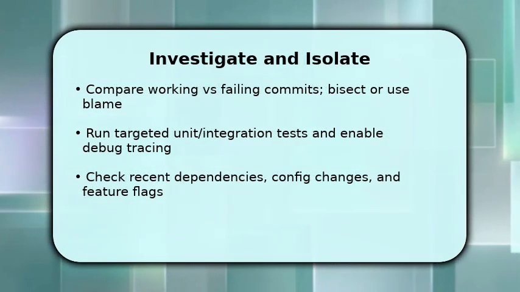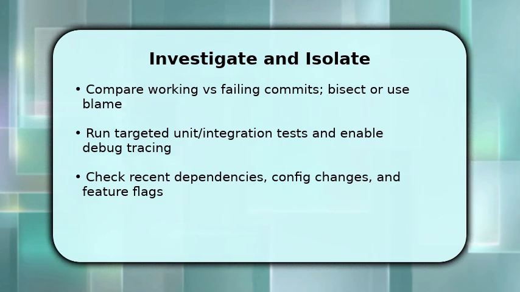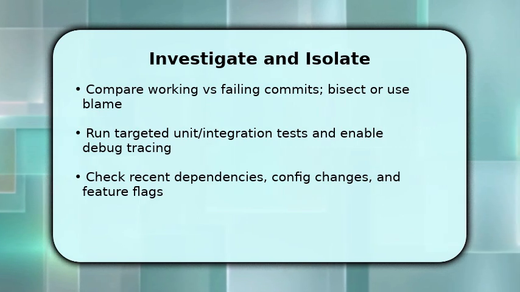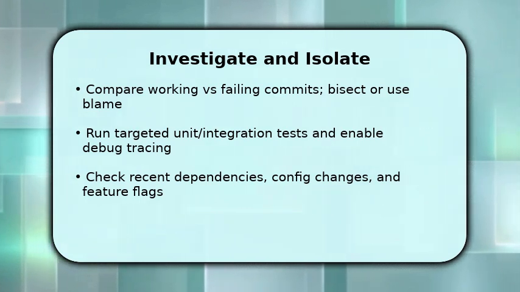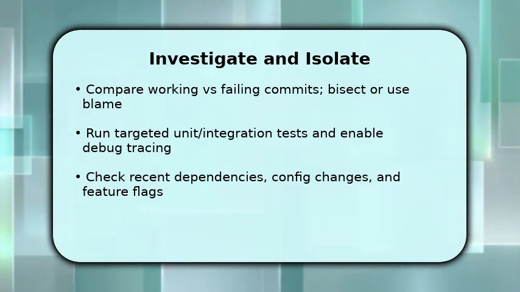If you now dig into code and data to isolate the fault. Start with a git bisect or compare recent commits to find when behavior changed. This reduces guesswork. Run focus tests and enable tracing to capture internal state. Once you see the failure path, add asserts or logs.